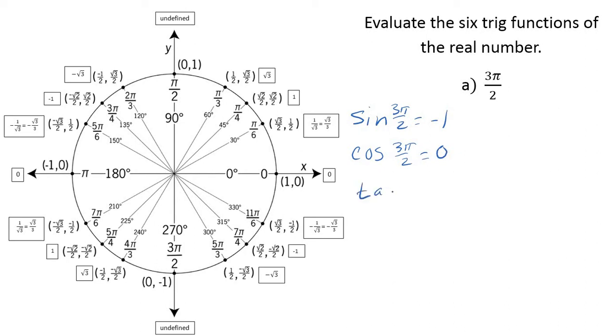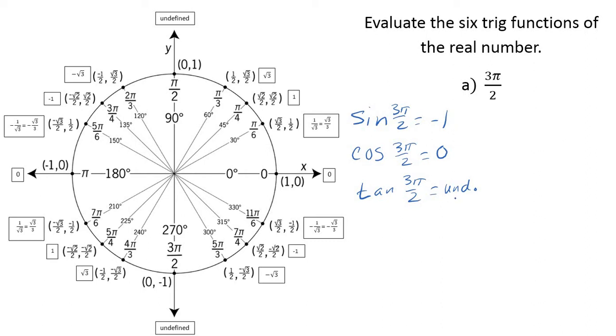And tangent of 3 pi halves. Okay, now we think about that one. Well, it's undefined because we do our y value over our x value. And so this one is actually undefined. I'll just leave it like that.